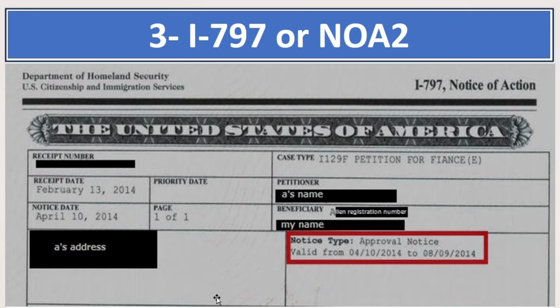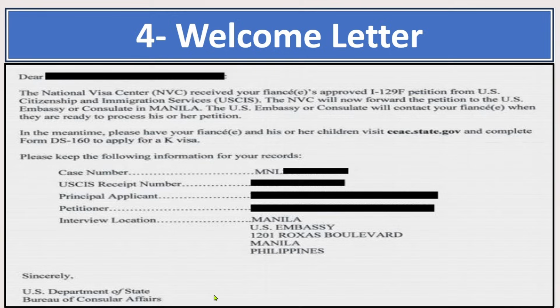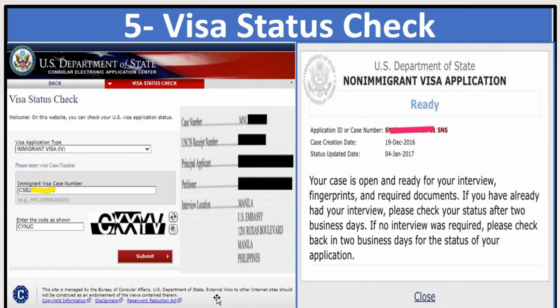That's the next stage, the NVC stage. Once USCIS approves your petition, they will send it to NVC for processing. NVC will receive your case, enter the data into the system, then send you a welcome letter. That's the first step. You will receive a welcome letter from NVC. Once you receive a welcome letter, it's time to go check the visa status check. That's the next step. How do you do that?